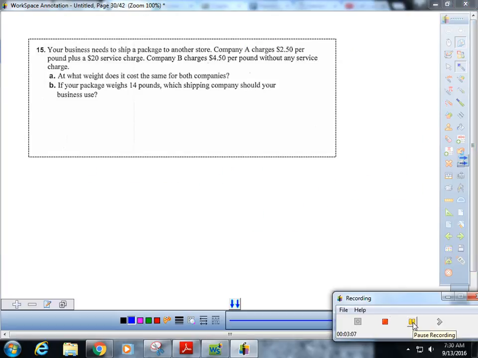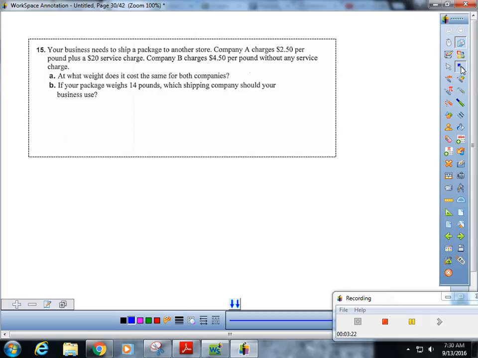Okay, up next is number 15. At the end of the bell today, you might have 3 different methods you could have chosen to solve this one. I don't know that graphing would even be the best method, but I'm going to use graphing because it's on the graphing worksheet 1, okay?